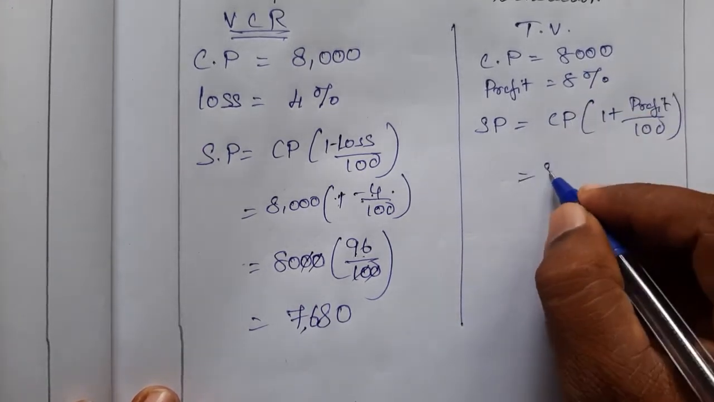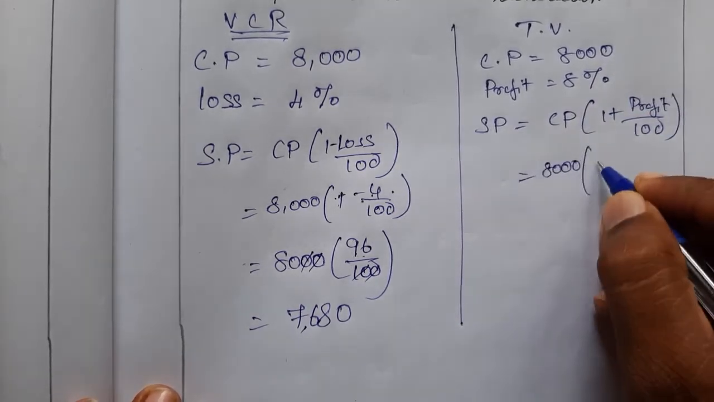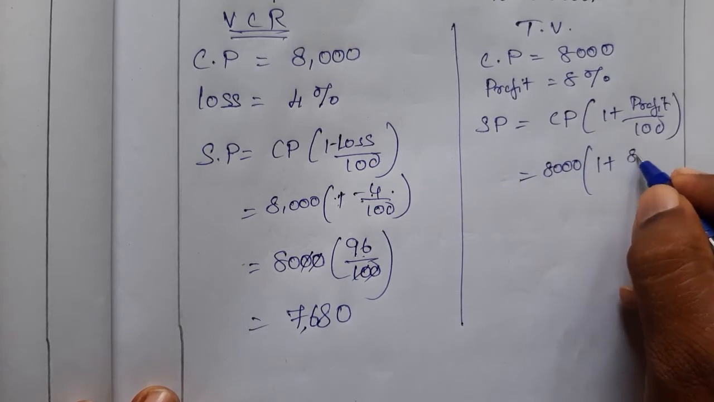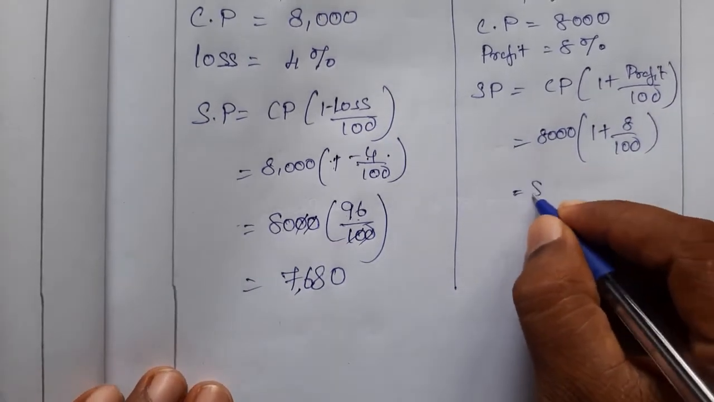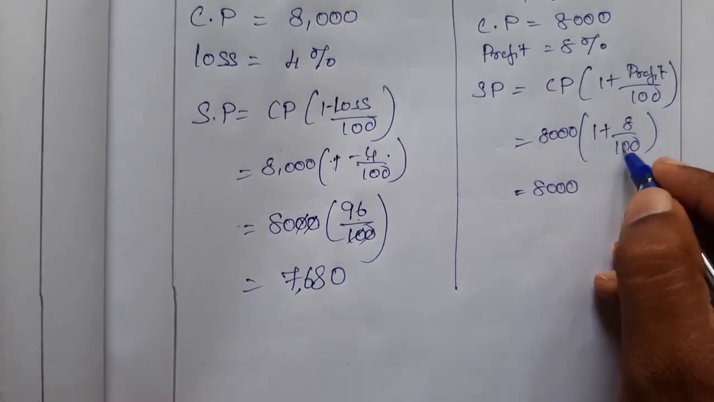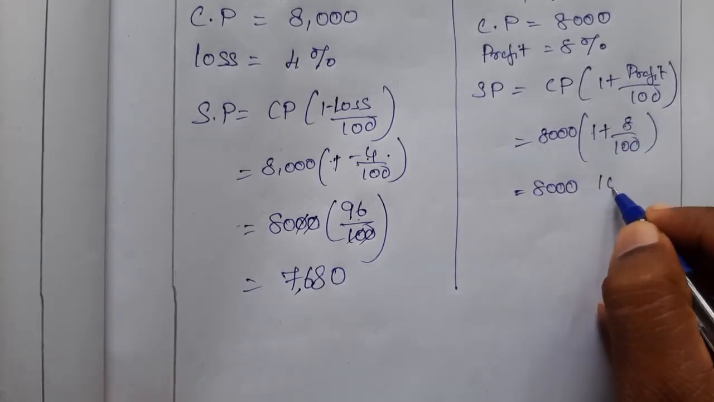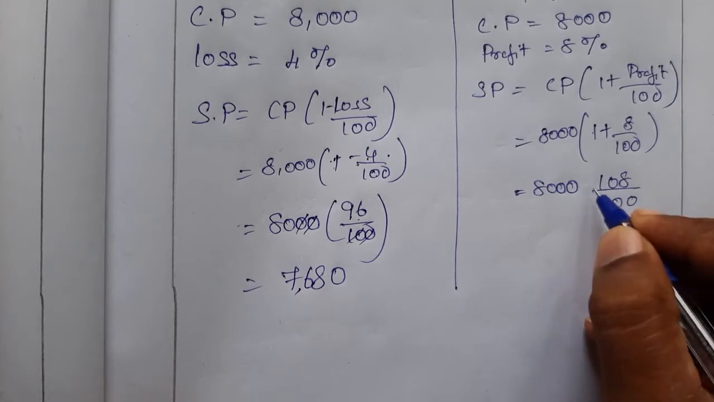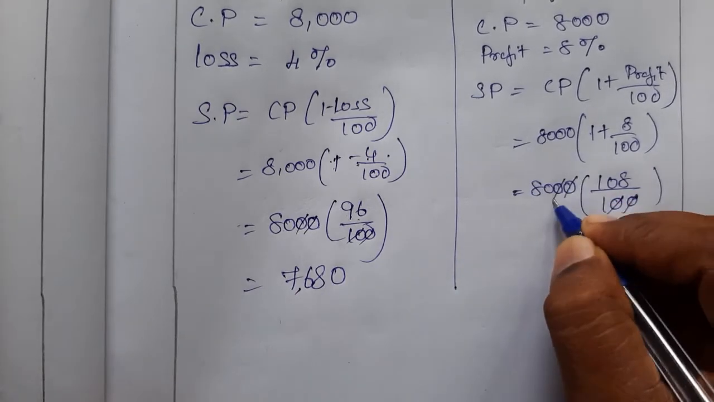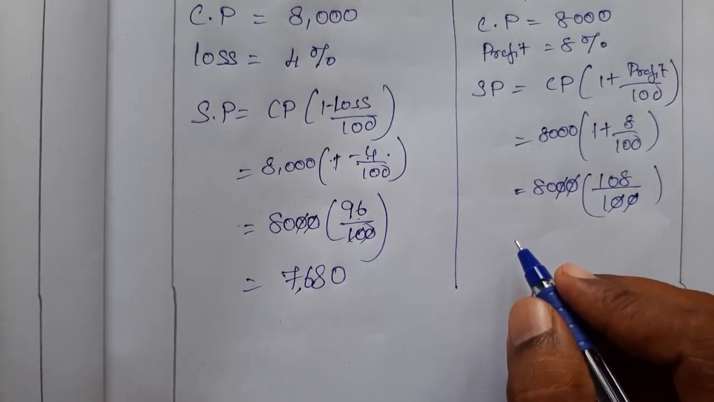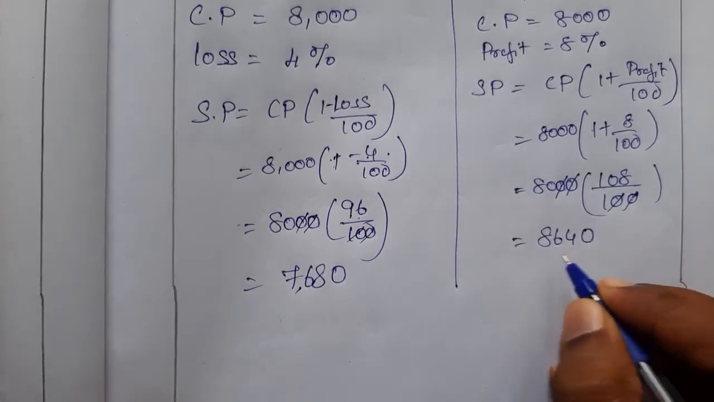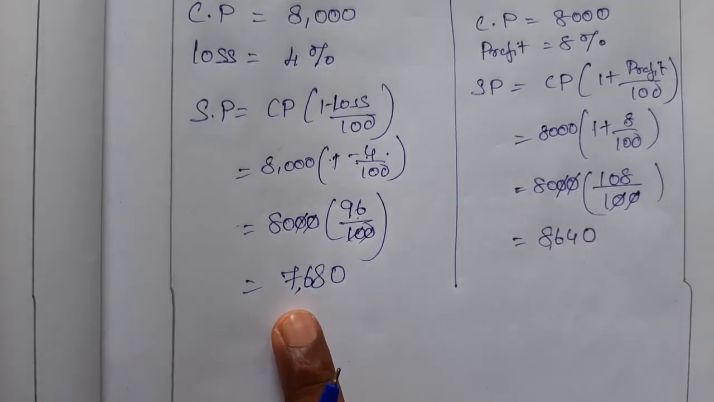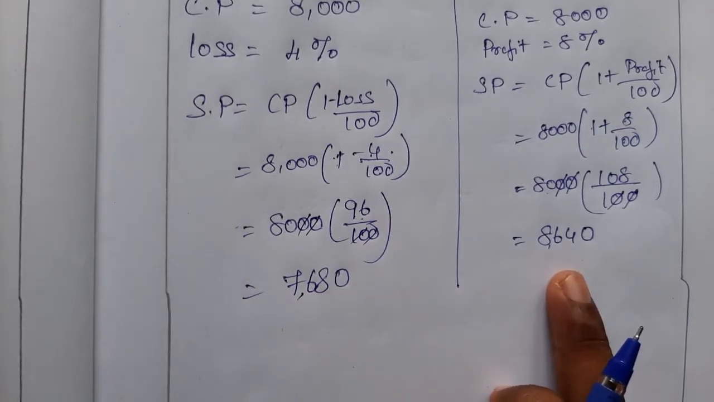So the cost price is 8,000 into 1 plus profit, which is 8 divided by 100. So we will be getting 8,000 into 100 plus 8, which is 108, by 100. So the zeros cancel, and 8 into 108 is 864, and the 0, 8,640. So this is for the 7,000, this is for the 8,000, right?